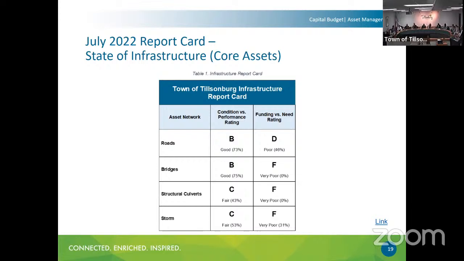The infrastructure report card shows the condition versus performance rating, but also funding versus need. Based on the 2022 budget, the Fs are showing up in terms of what the capital contribution was as part of 2022 and where the funding was versus the need. As we can see, what we've presented is trying to address that. So I wanted to highlight for council that this is what's currently in our 2022 asset management plan.